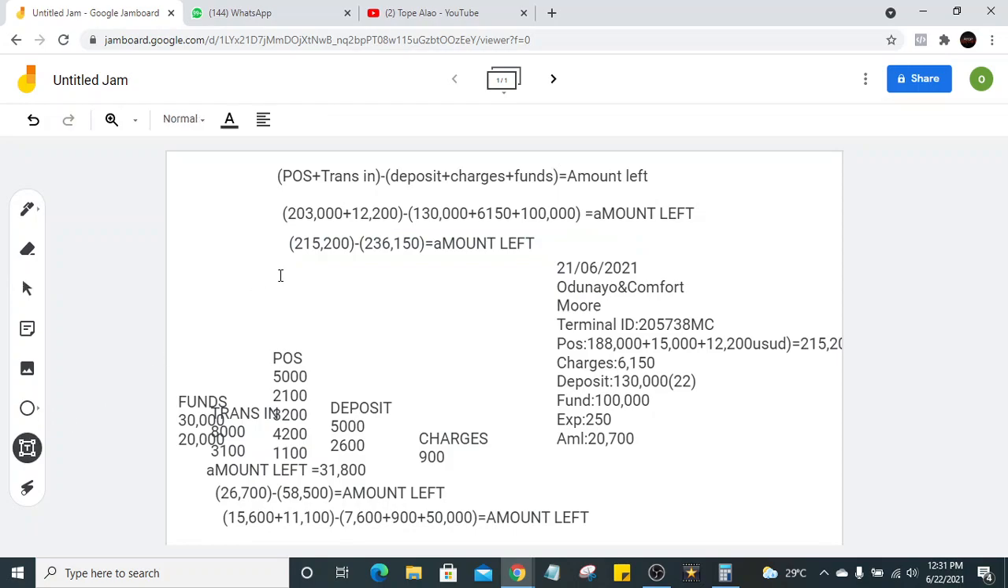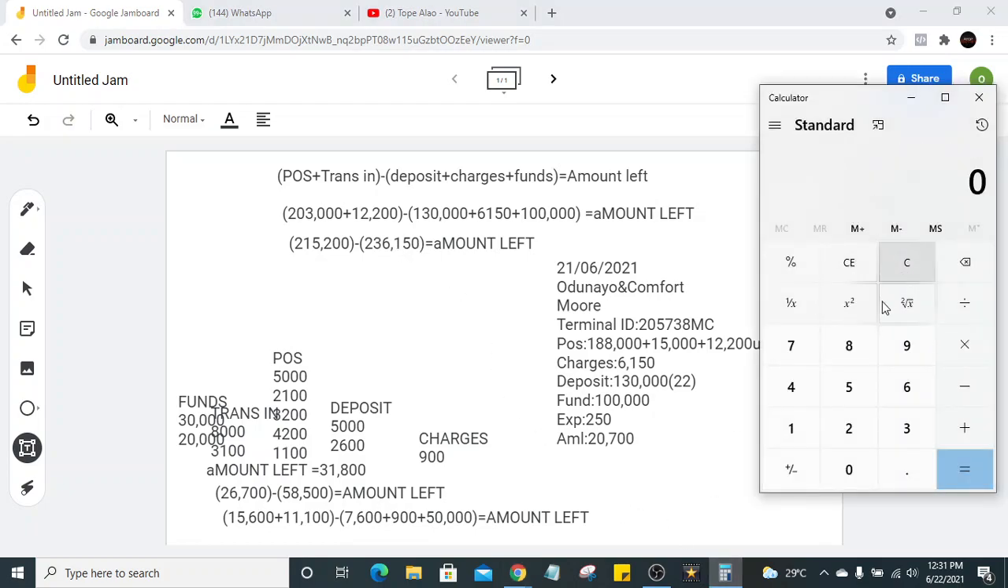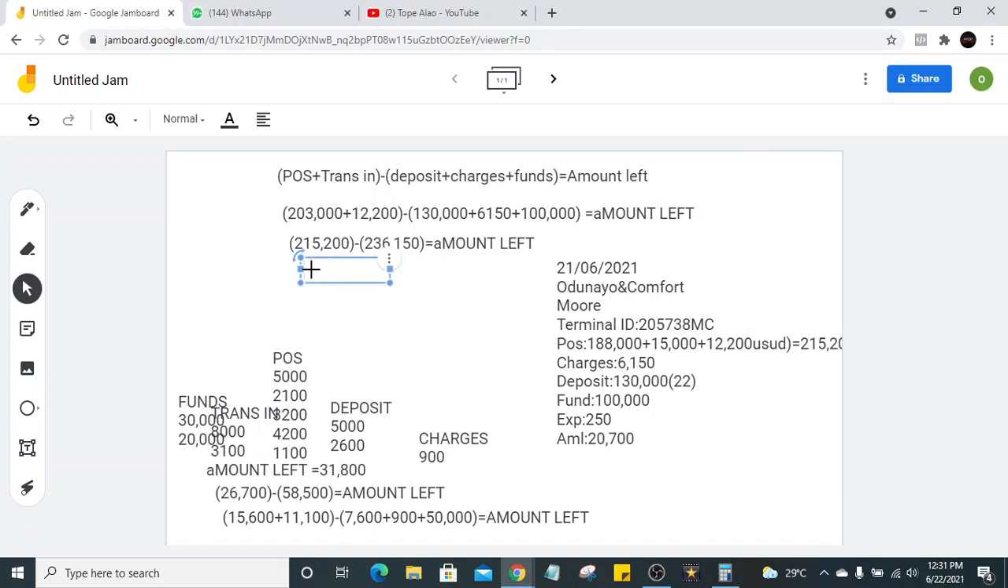Okay, so this is what we're going to do. 215,200 minus 236,150. You can see the result is minus 20,950. So that means amount left equals minus 20,950.